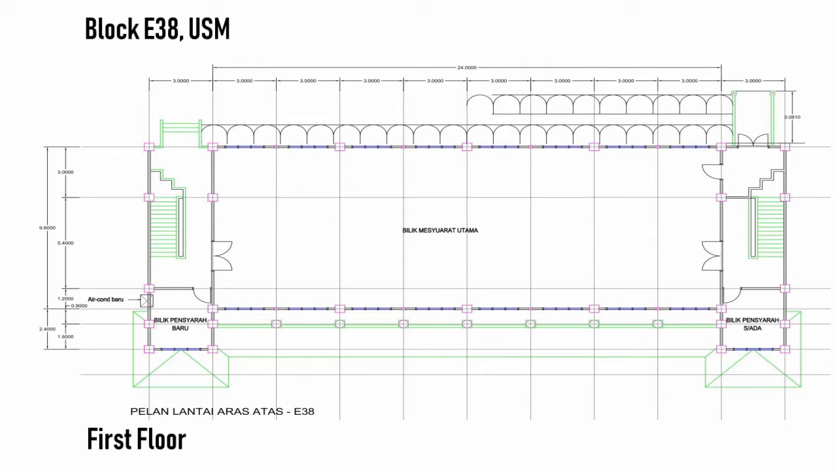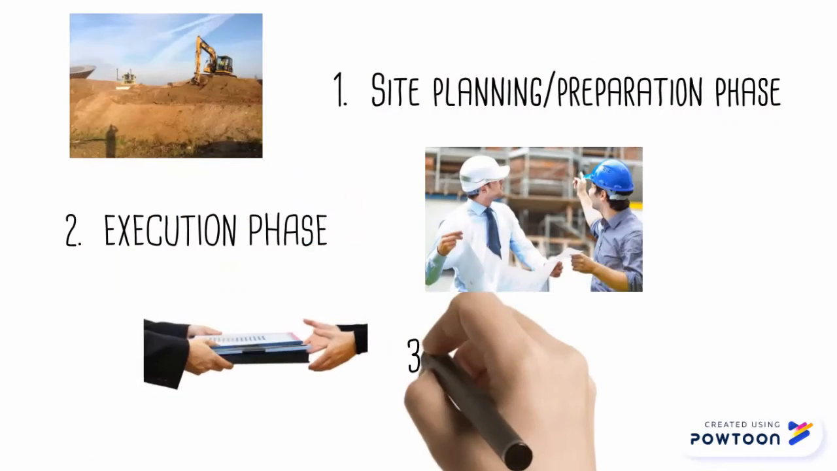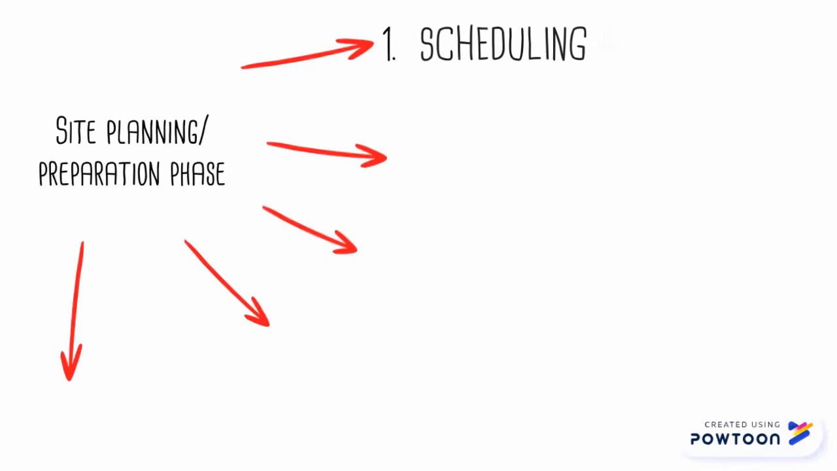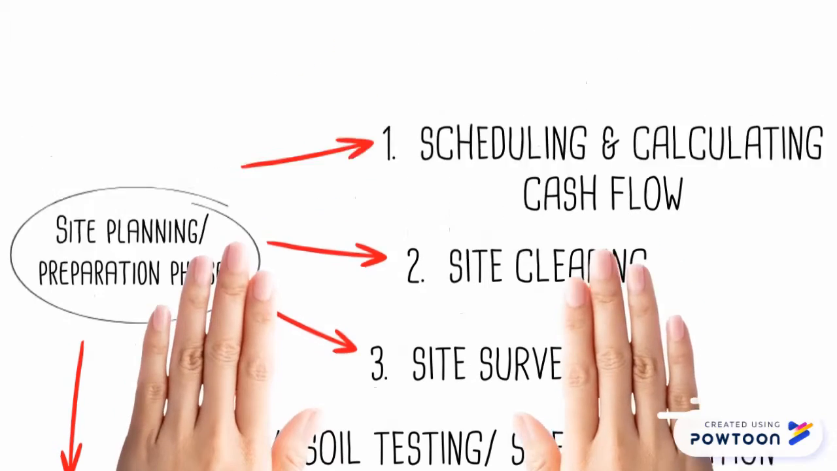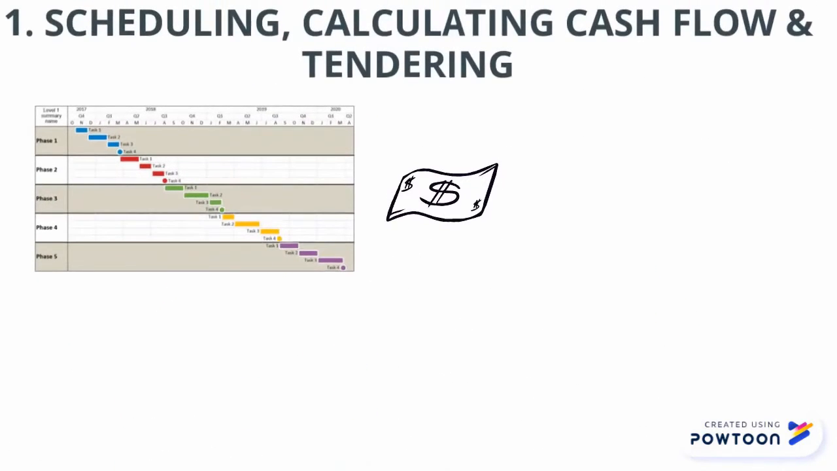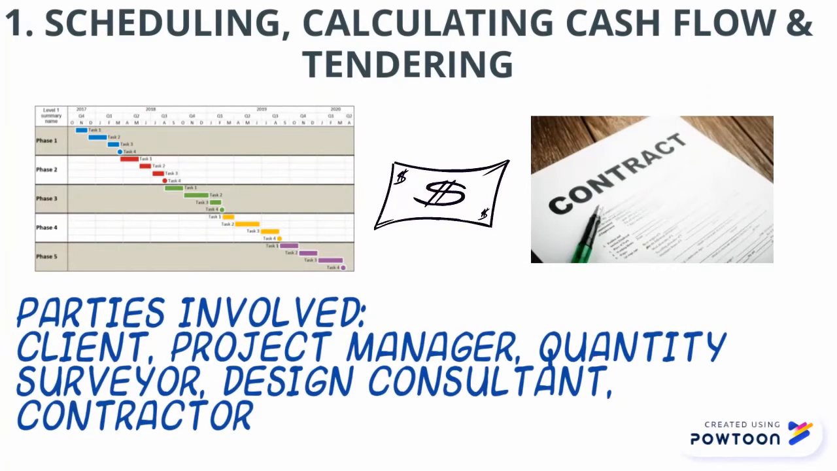There are three main phases after a project plan is approved: site planning or preparation phase, execution phase, and project closing phase. The first phase includes scheduling, calculating cash flow, and tendering a project, site clearing, site surveying, soil testing, site investigation, and site planning design. The main parties involved in this step are the project manager, quantity surveyor, contractor, and design consultants.